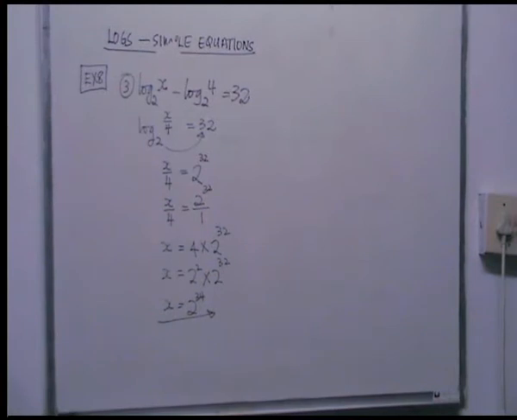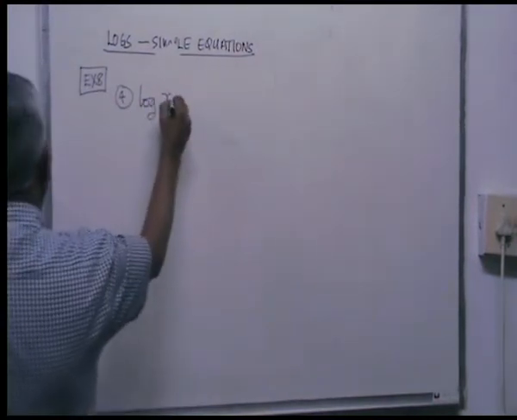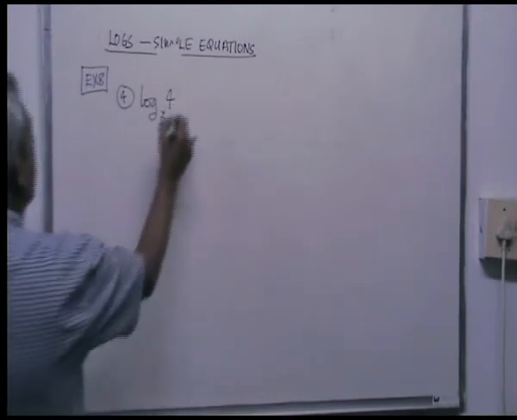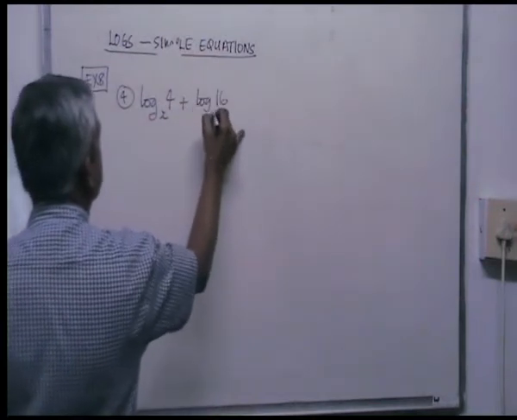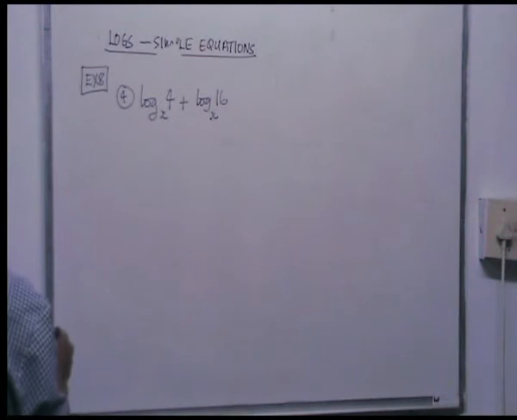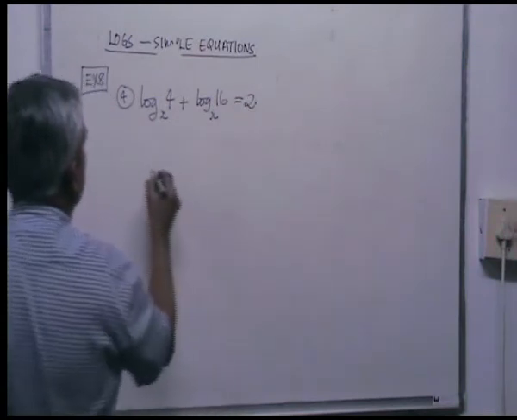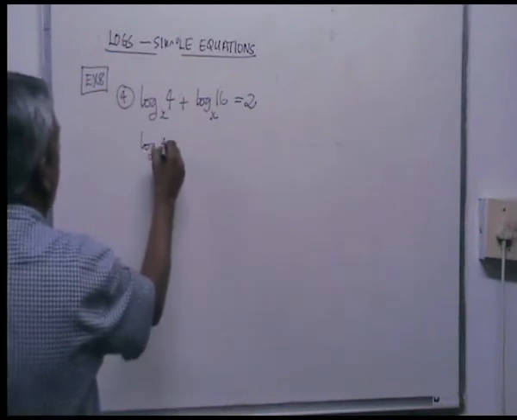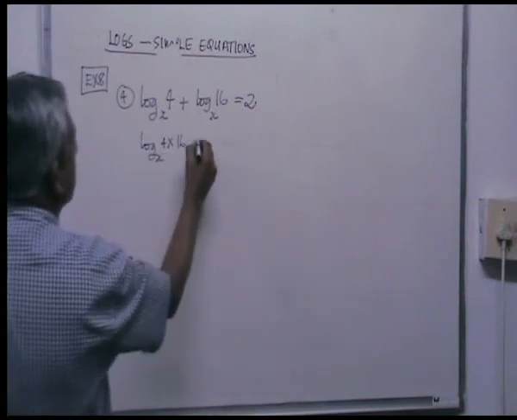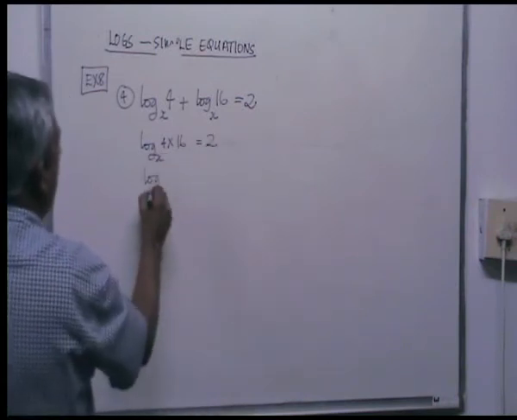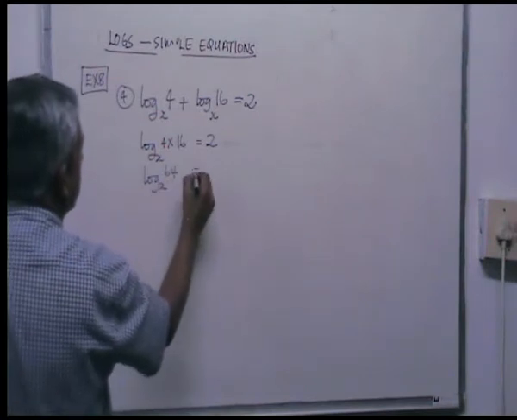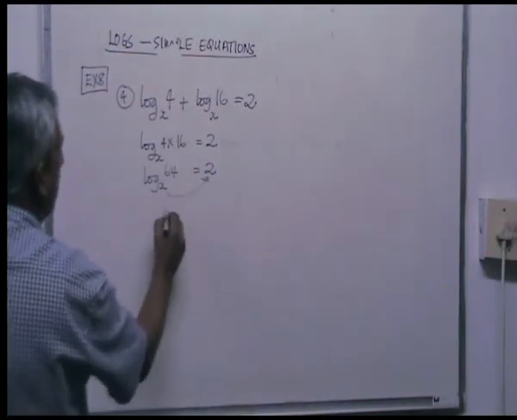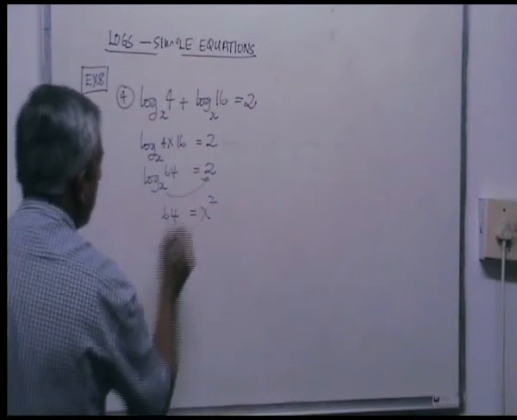Alright, we're going to move on to number 4. Log of 4 to the base x plus log of 16 to the base x is equal to 2. So you'll see, well, plus, and the bases are the same, I can multiply. So log of 4 times 16 to the base x is equal to 2. That means log of 64 to the base x is equal to 2. Now it's in log form, bring it to index form. So 64 is equal to x squared.